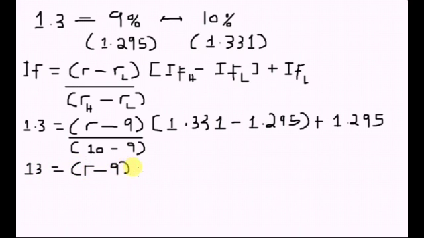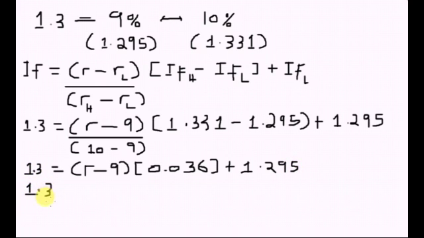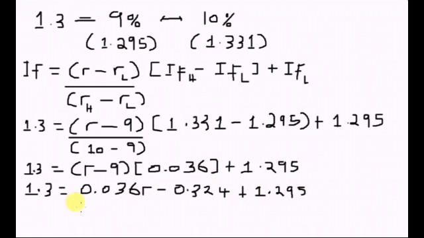I'm going to start with the brackets. 1.331 minus 1.295, that's 0.036, plus 1.295. 10 minus 9, that's 1. So I'll say 1.3 is equal to, I'm going to open up the brackets, so that it's going to be 0.036 R when I multiply with R, then minus 0.324 when I multiply that number with 9, plus 1.295.